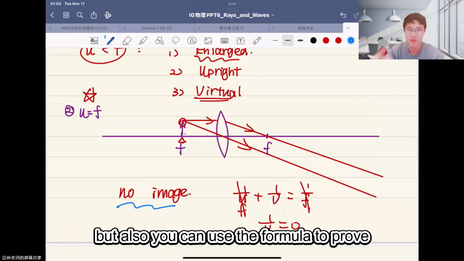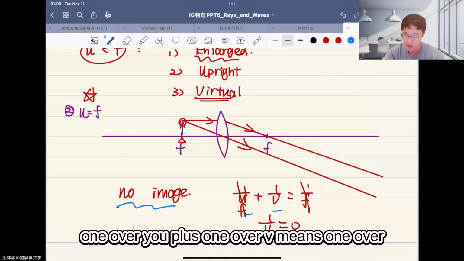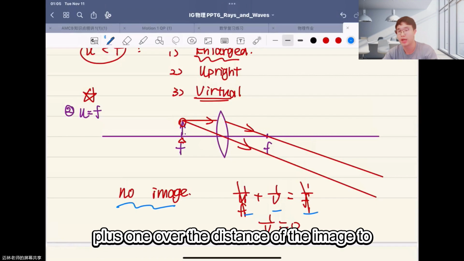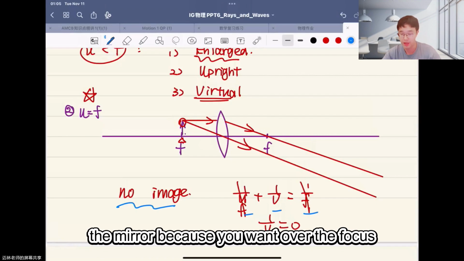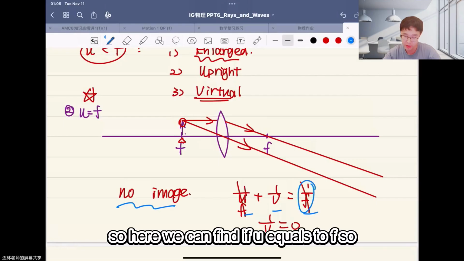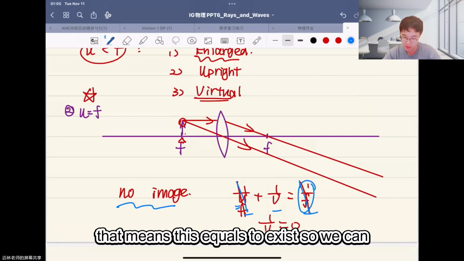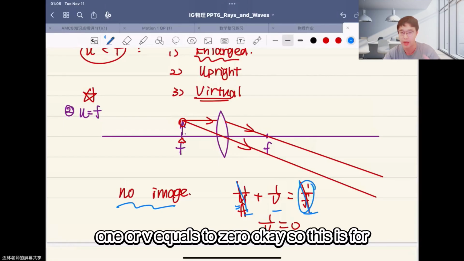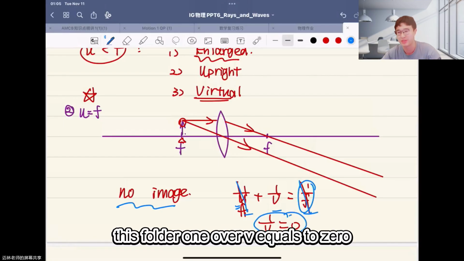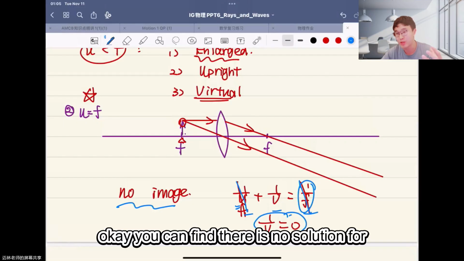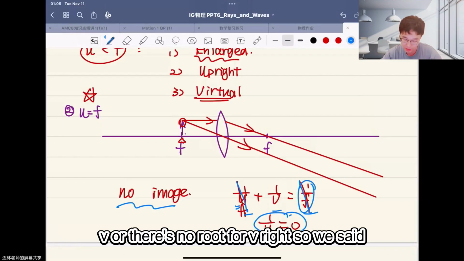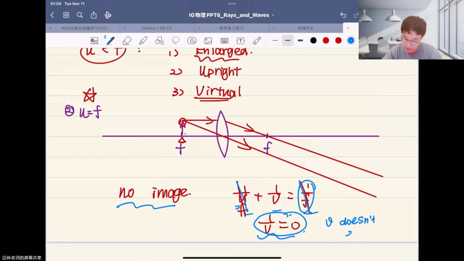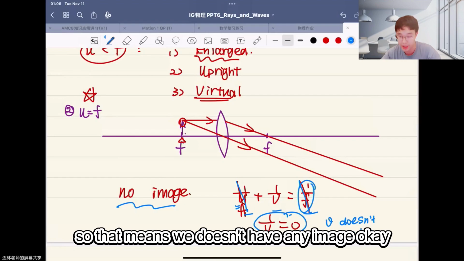But you can also use the formula to prove this, because 1 over u plus 1 over v means 1 over the distance from the object to the lens plus 1 over the distance of the image to the lens equals 1 over the focal length, right? So here we can find if u equals f, then this equals this. So we can cancel them, and after that 1 over v equals 0, okay? So you can find there is no solution for V, right? So we say that V doesn't exist, or this equation doesn't have any solution, okay? That means we don't have any image, okay?